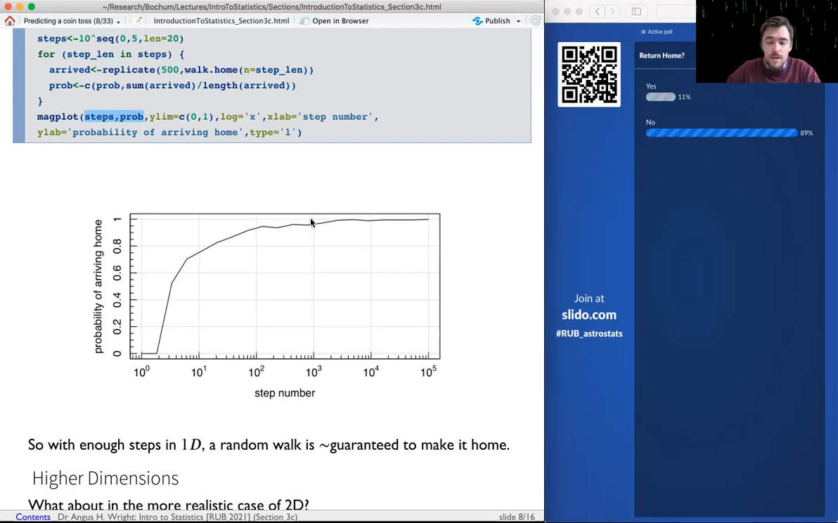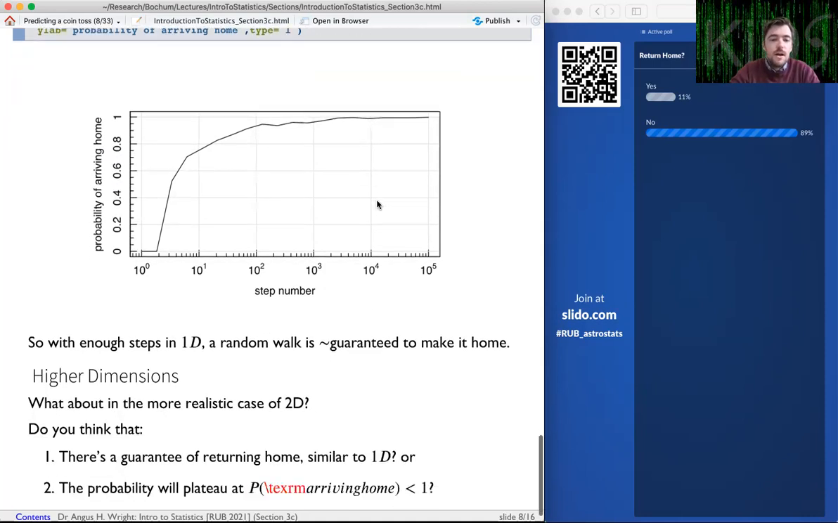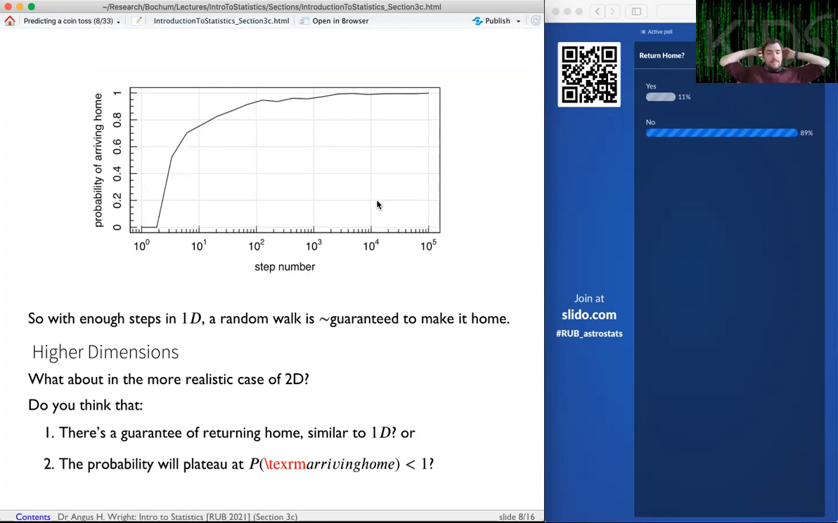Okay, so if you are a one-dimensional drunk person, you are almost guaranteed to stumble home in 1,000 steps, regardless of whether you step forward or backward with random probability. If you step for 10,000 steps, then you are, again, basically guaranteed. But what about the case of 2D? What do you think the probability or the guarantee of returning home is in 2D?